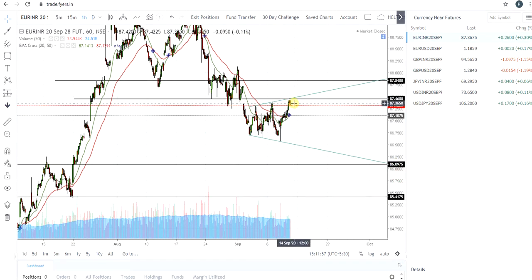So for the immediate outlook, there could be a selling opportunity in this, which could come near these levels, 86.7. So that's the Euro INR.